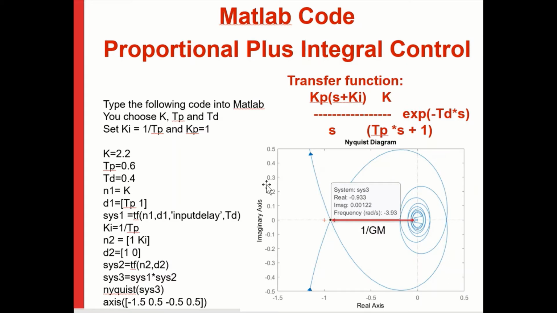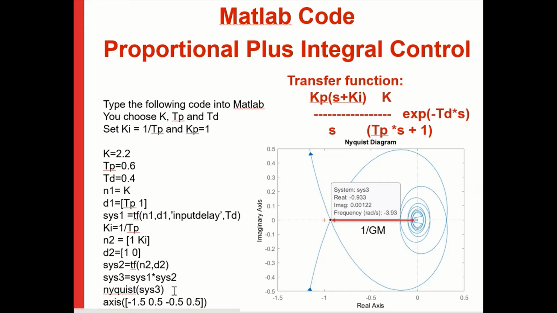Now when we come to do the PI controller, this time we've got the same system in here, so it's exactly the same code down to here as we had before. This time though, we're choosing Ki as 1 over Tp. That's our design, that's what we've set Ki to be, and then we've got to put this bit in now. So this is going to be 1 Ki as the top line and 1 0 as the bottom line. Then sys2 is that transfer function of numerator and denominator. Then sys3 I get by multiplying this by this.